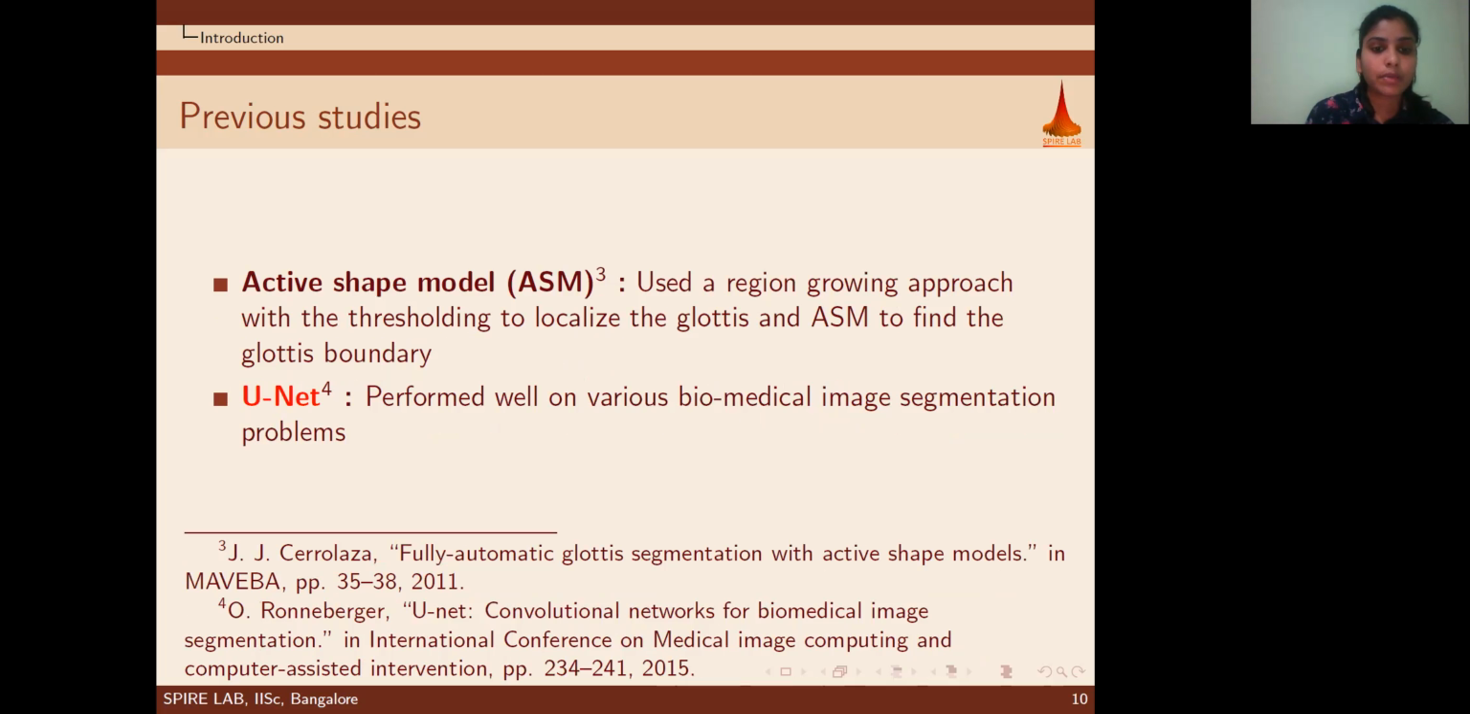In the region growing approach, active shape model is used to find the glottis boundary, but it fails in unseen subject cases when the glottal shape is much different from those in the training set. In this work, we address the problem of glottis segmentation using a type of fully convolutional network called UNET. It has shown very good results in biomedical image segmentation. We'll explain about the UNET in further slides.